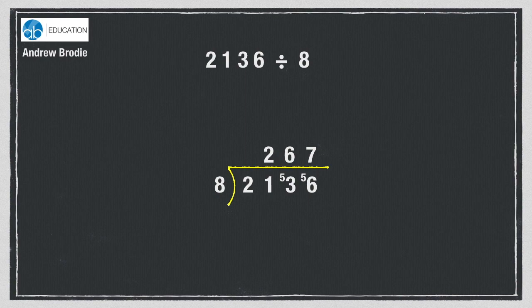Notice how the numbers are written in the correct columns. On the answer line, there is nothing written in the thousands column. There's a 2 in the hundreds column, a 6 in the tens column, and a 7 in the units column. The final answer is 267.